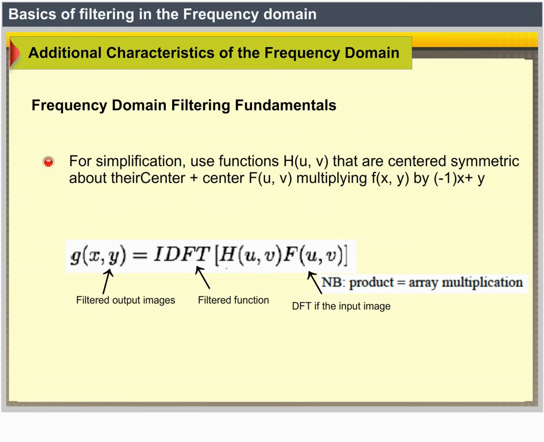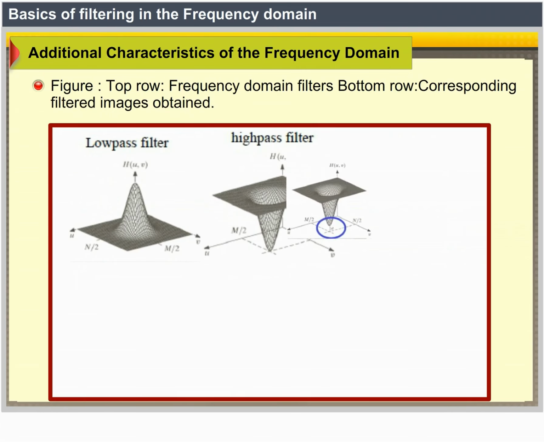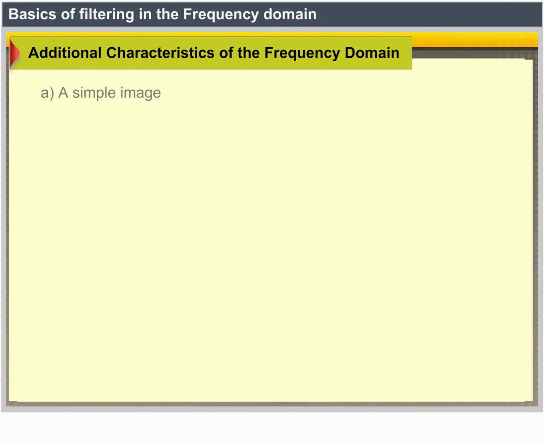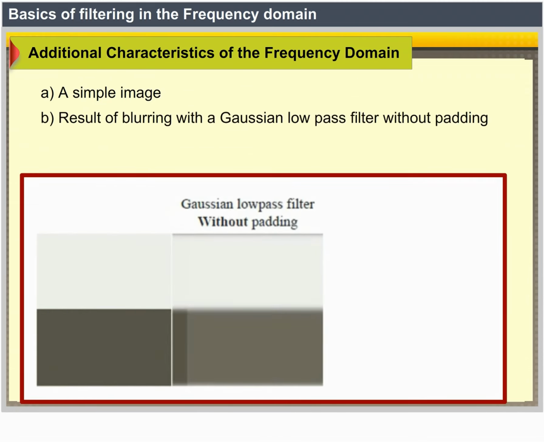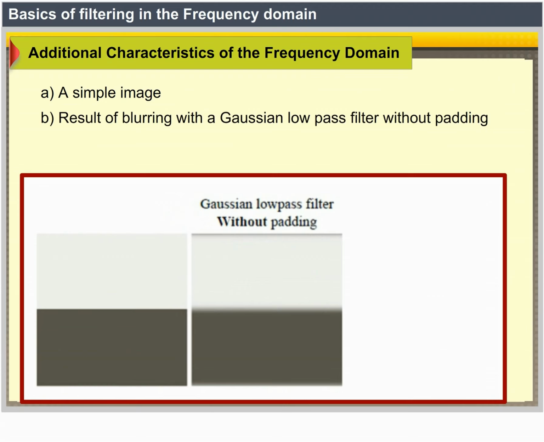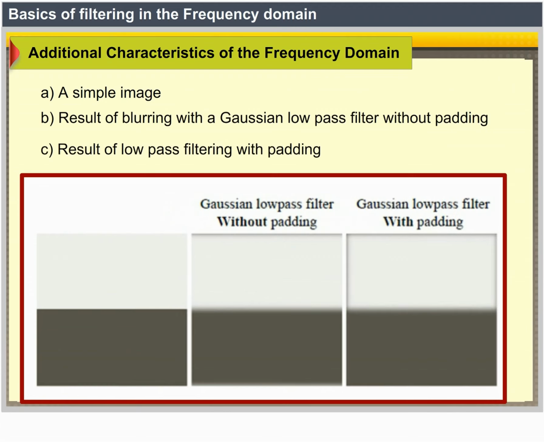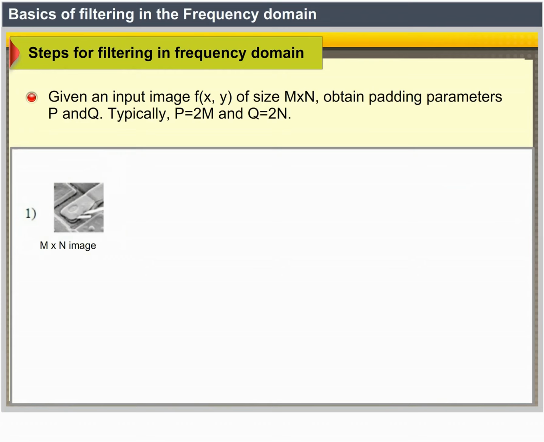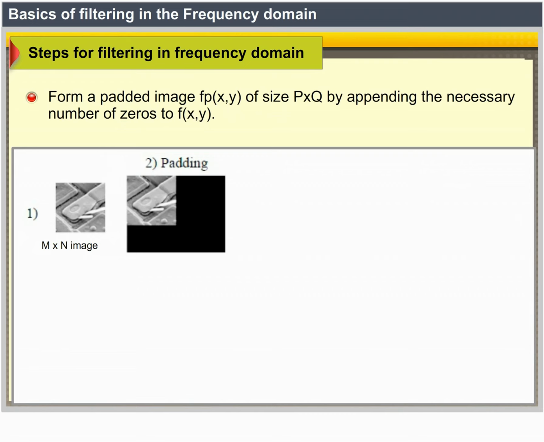In the figure, the top row represents the frequency domain filters and the bottom row the corresponding filtered images. Figure: A, simple image; B, result of blurring with a Gaussian low-pass filter without padding; C, result of low-pass filtering with padding. Steps for filtering in the frequency domain. Given an input image f of x, y of size M by N, obtain padding parameters P and Q, typically P equals 2M and Q equals 2N. Form a padded image fp of x, y of size P by Q by appending the necessary number of zeros to f of x, y.